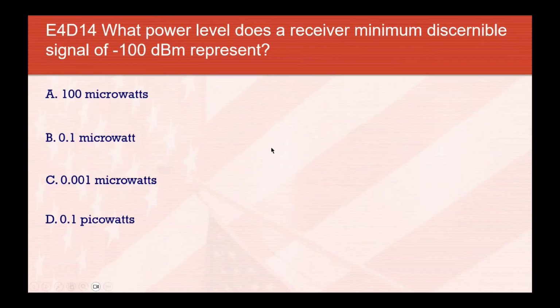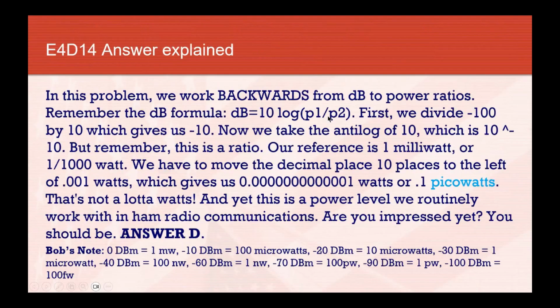It's probably a lot faster, simpler, and easier to remember 1 picowatt or 0.1 picowatt than to do all of this stuff that's there. Now, again, going in the opposite direction, 0 dBm is 1 milliwatt. But when we go backwards, we go down. Minus 10 is 100 microwatts, minus 20 dBm, 10 microwatts, minus 30, 1 microwatt, and so forth, going way, way, way down to minus 100 dBm is 100 femtowatts. I mean, that's tiny.